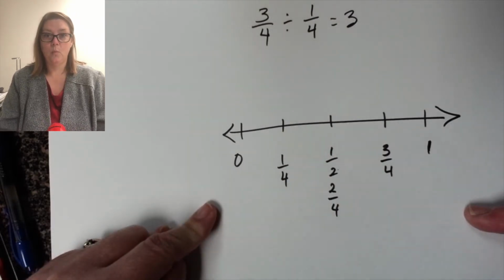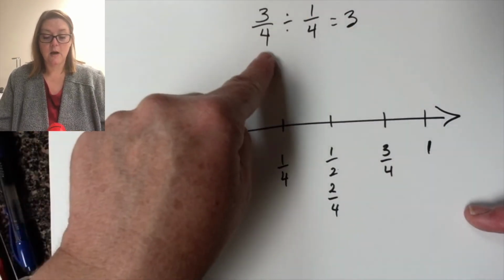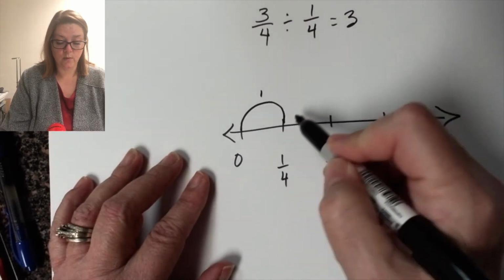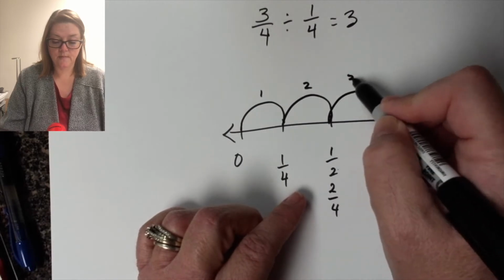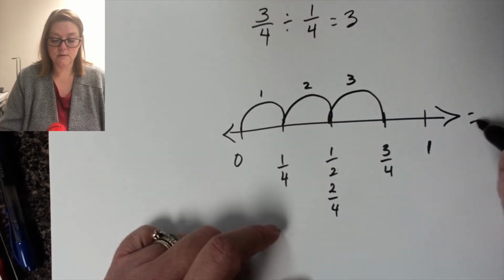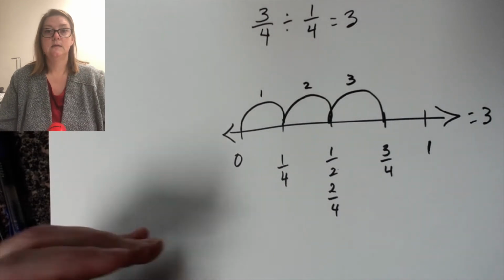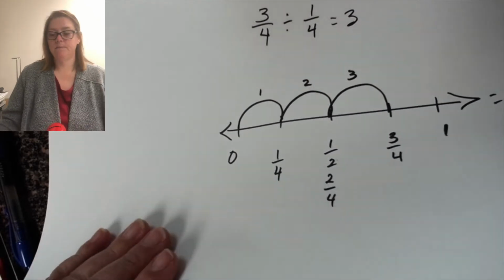Now, with that in mind, I said how many fourths are in 3/4? Well, here's 1/4. Here's 2/4. Here's 3/4. There's 3. So my answer is 3. See how easy it is for them to see that one? Start out with things like this so they can start to see it.